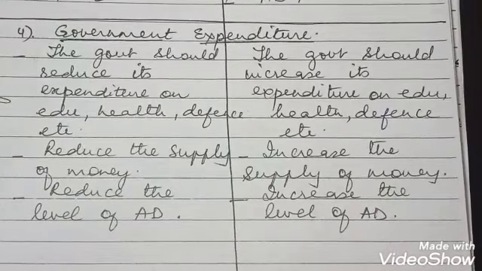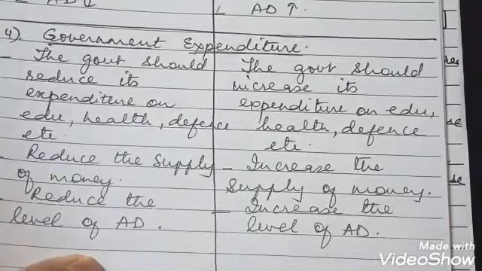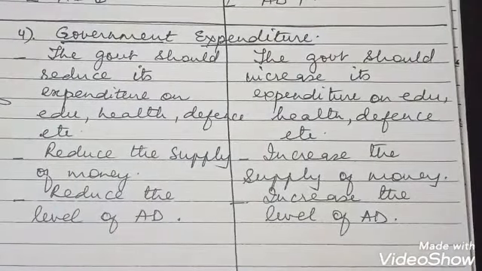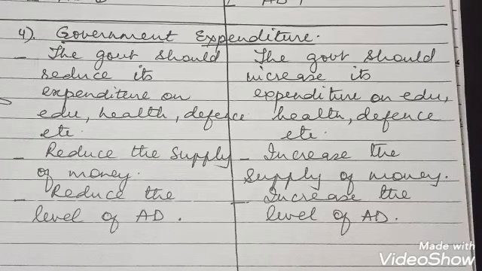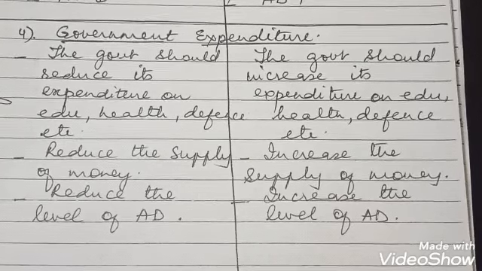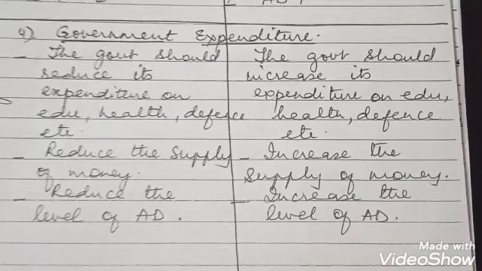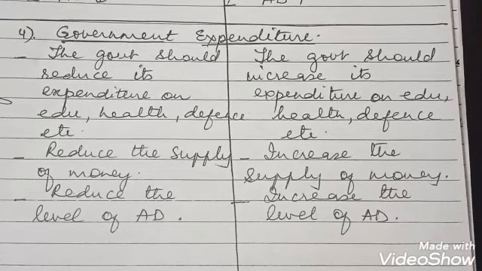So a quick recapitulation of the fiscal measures. The fiscal measures are four basically. First one was the taxation policy. Second was public debt or borrowing from the public. Third was deficit financing. And the fourth was the government expenditure in an economy. These are the four fiscal measures which can be used in order to combat a situation of excess demand or deficit demand.